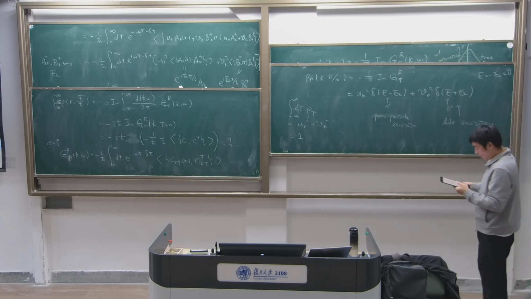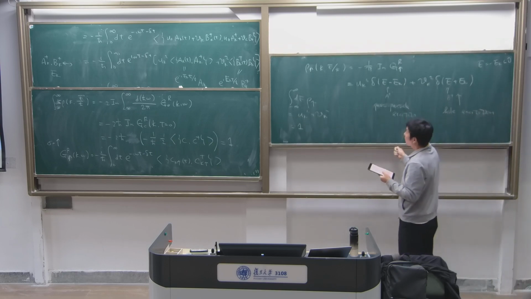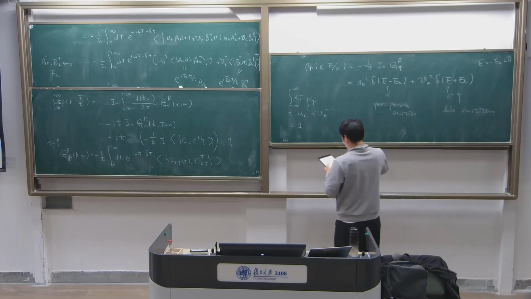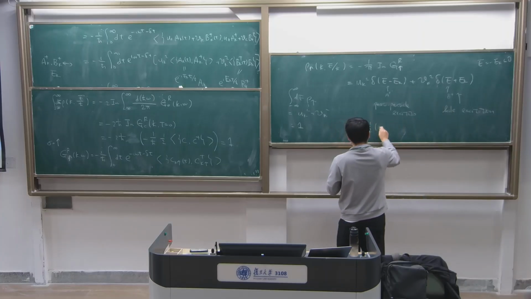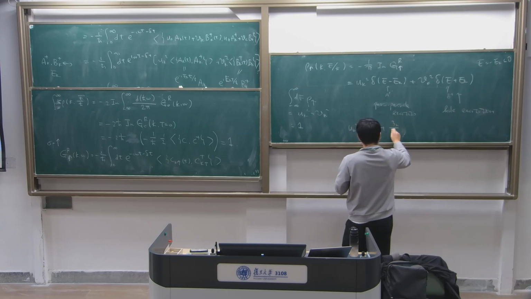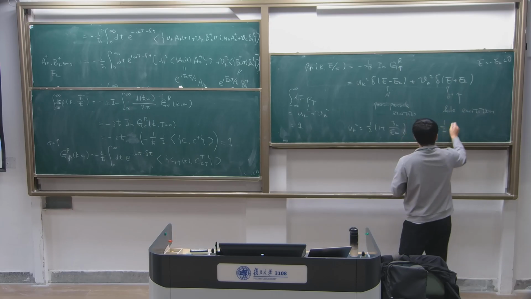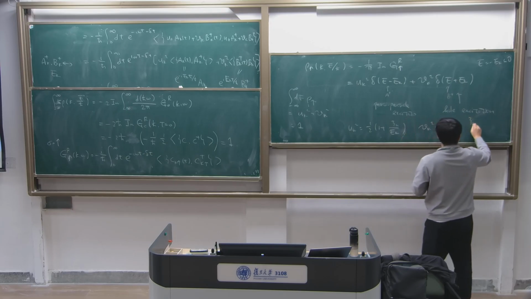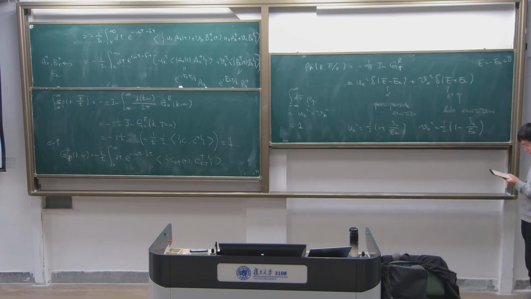And then from the previous calculation we already know u_k squared is equal to one half of one plus xi_k divided by E, okay, and v_k squared is equal to one half of one minus xi_k divided by E.